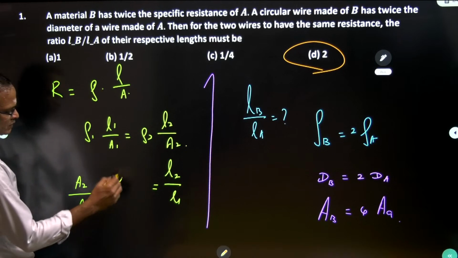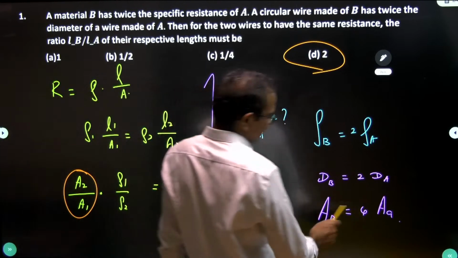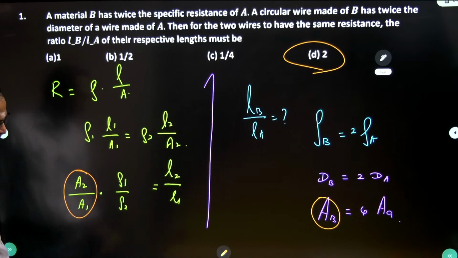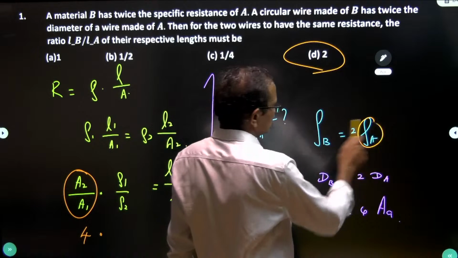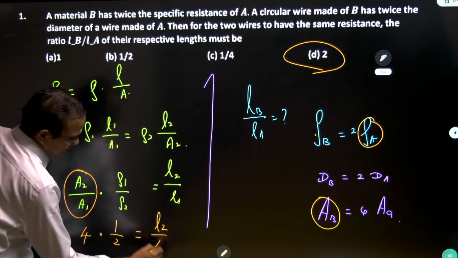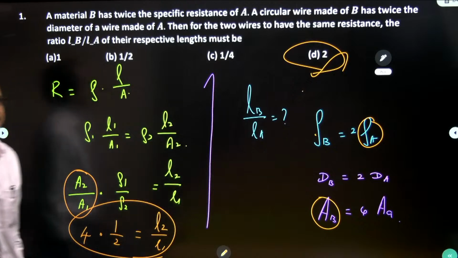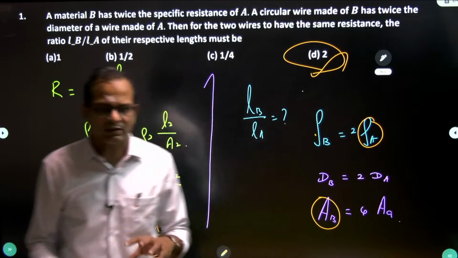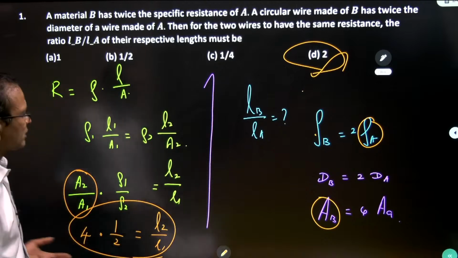So look at rho 1 by rho 2. What is A2 by A1? A2 by A1 is 4. What is rho 1 by rho 2? It is 1 by 2. Therefore, L2 by L1 is 2, so 2 is the answer. This type of simple question is going to appear in your board paper. This class is meant for your board paper, the 10th step.